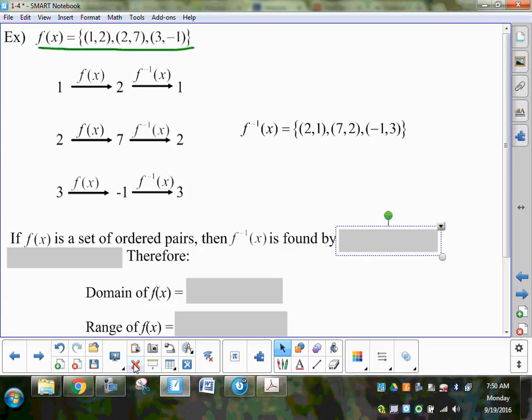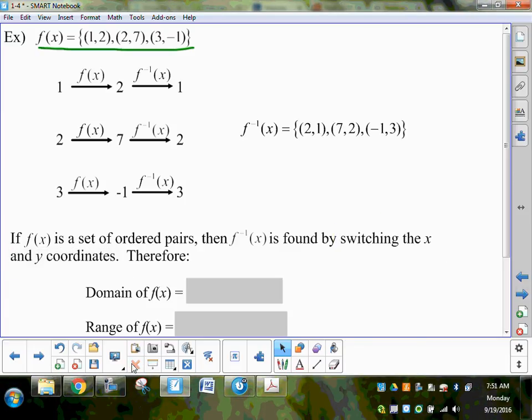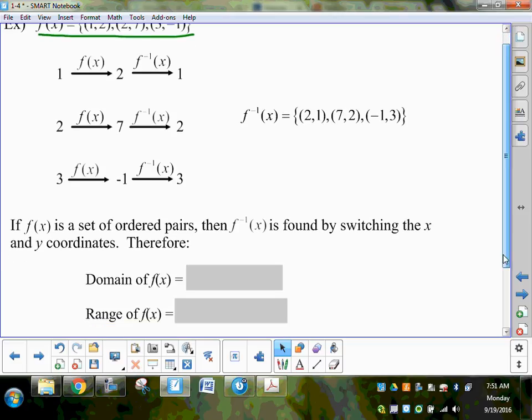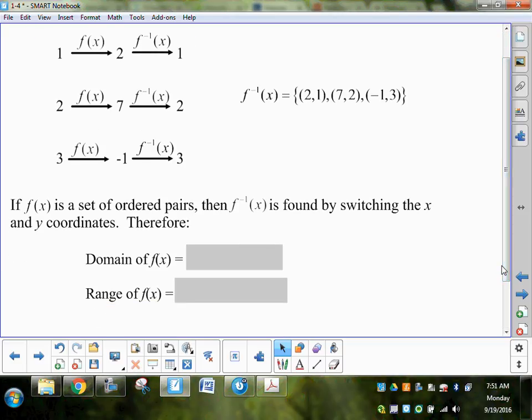So if f of x is a set of ordered pairs, we would go through and switch the x and y. Therefore, the domain of the original is going to be the range on the inverse, and the range of the original is going to be the domain on the inverse. So the x's of the original are the y's, or the inputs of the original are the outputs on the inverse, and so on. You just switch the x and y and solve. Questions on that?